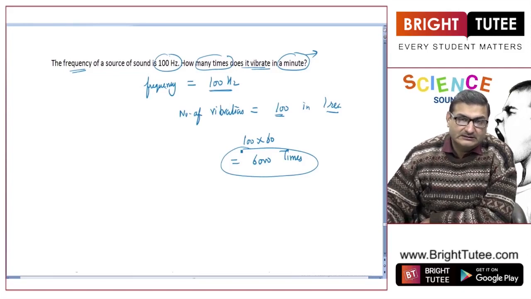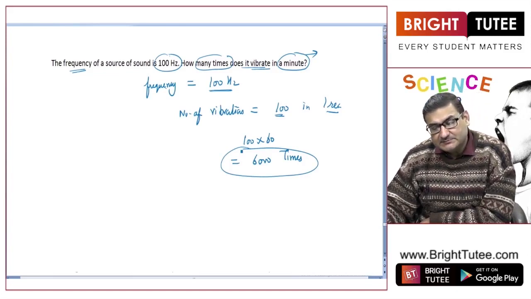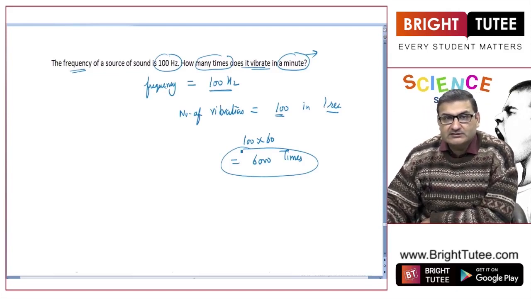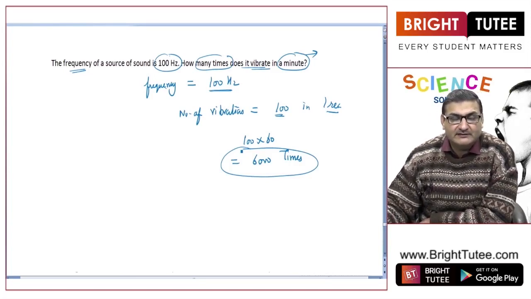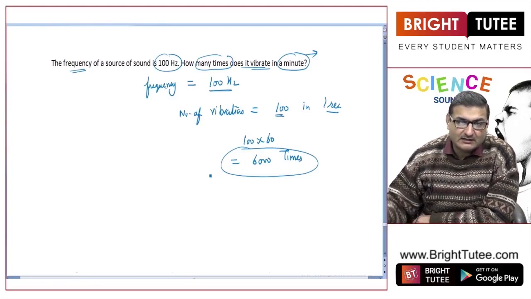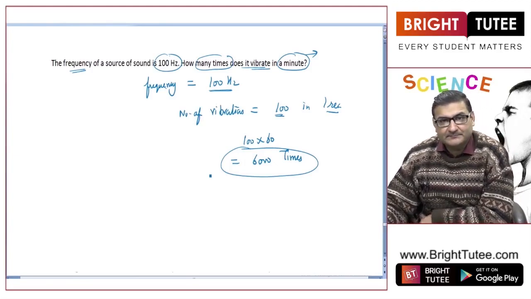Clear? It is simple that we need to know what frequency is. Frequency is basically the number of oscillations per second. So, if frequency is 100 Hertz, that means the number of oscillations will be 100 times in 1 second, and if it is 100 times in 1 second, we need to calculate for 1 minute. 1 minute has 60 seconds, simply multiply it with 60, it will be 6000 times. That's it. Clear?